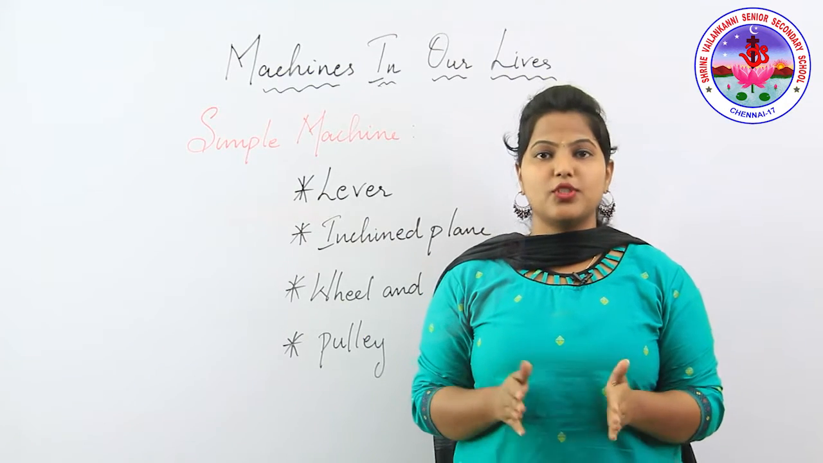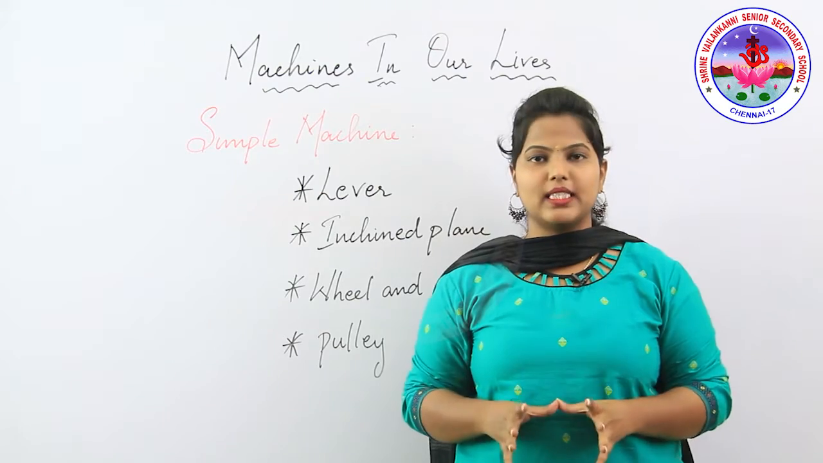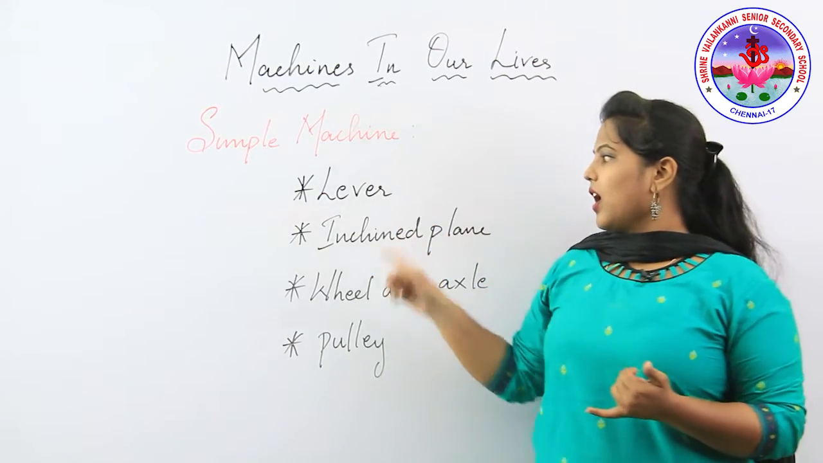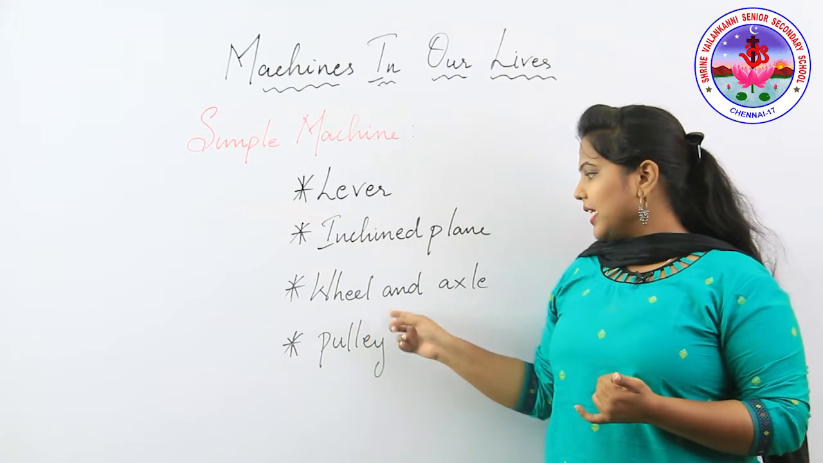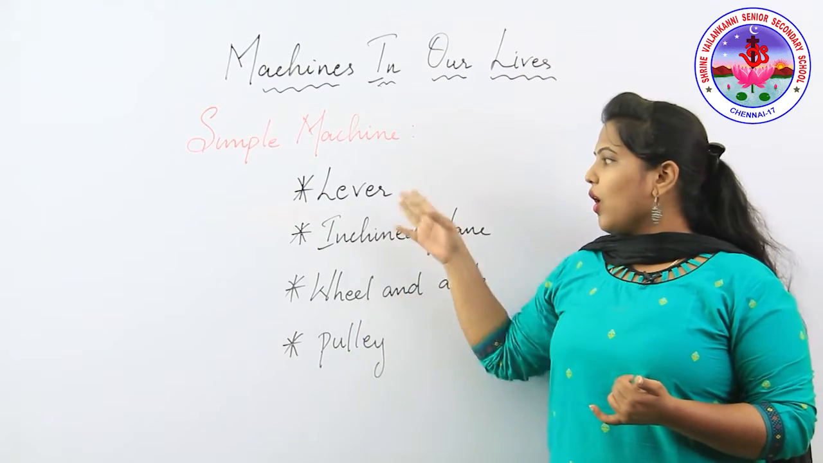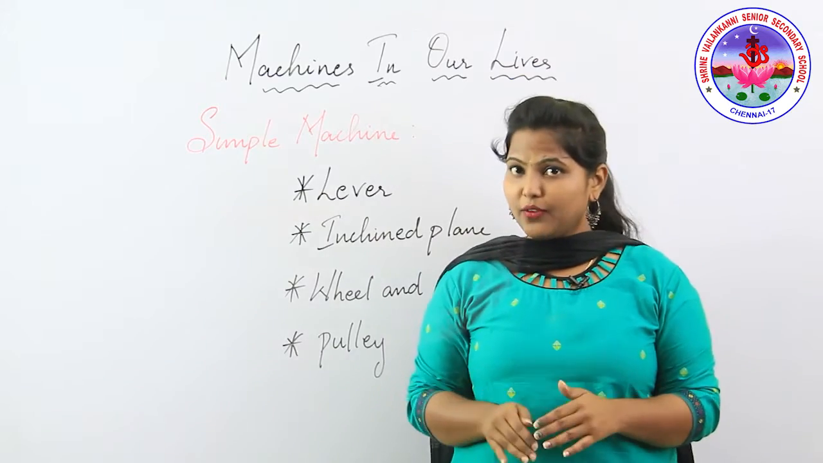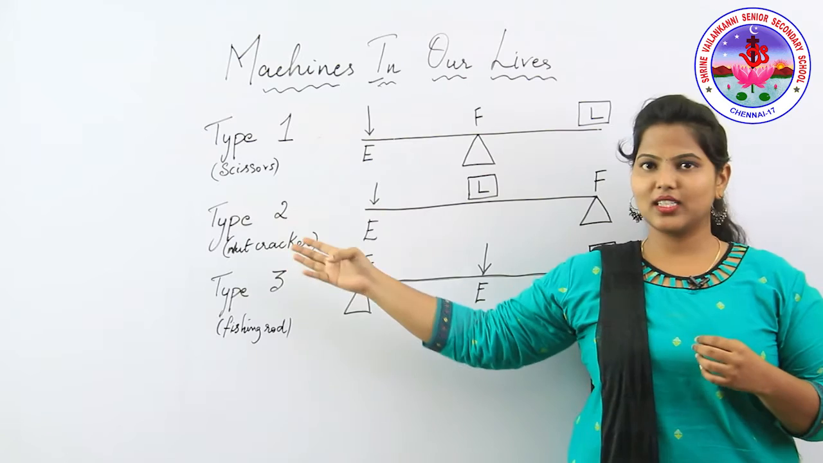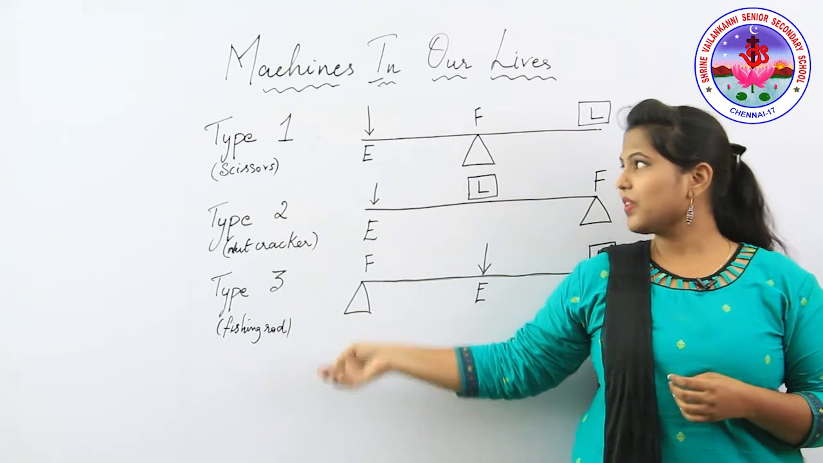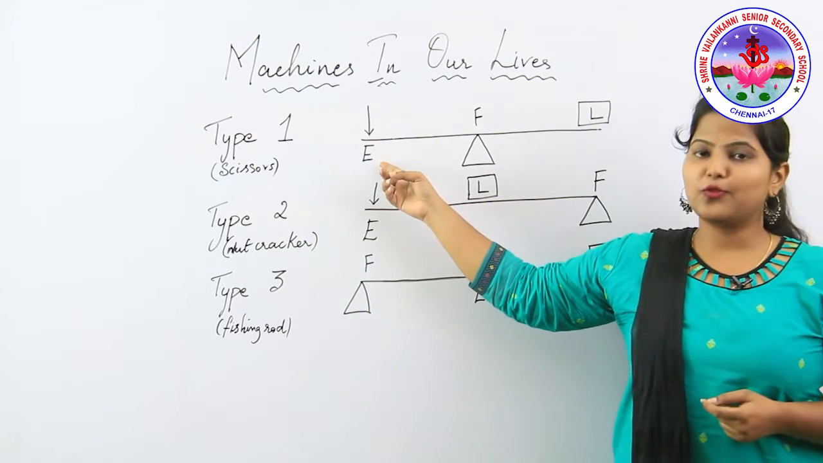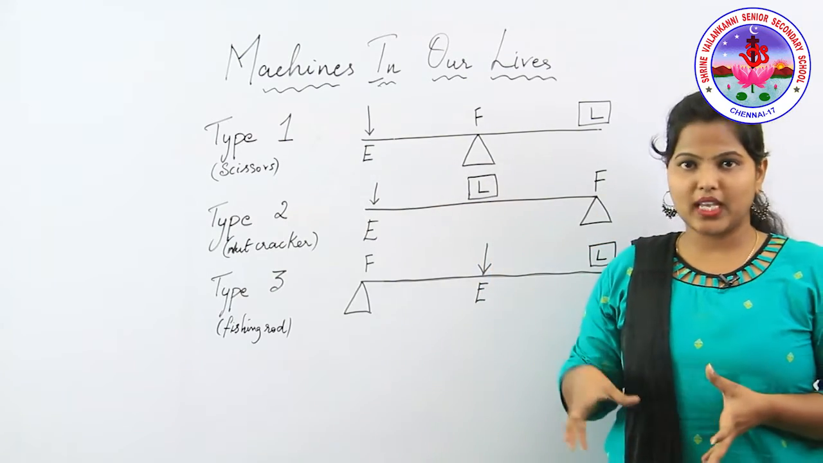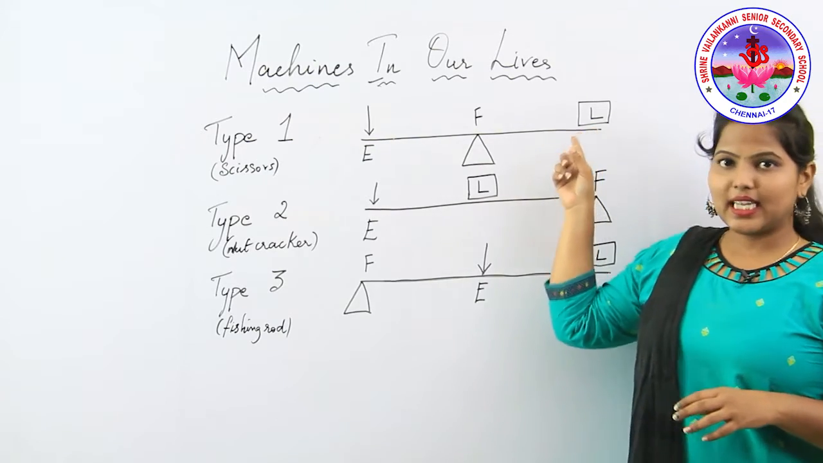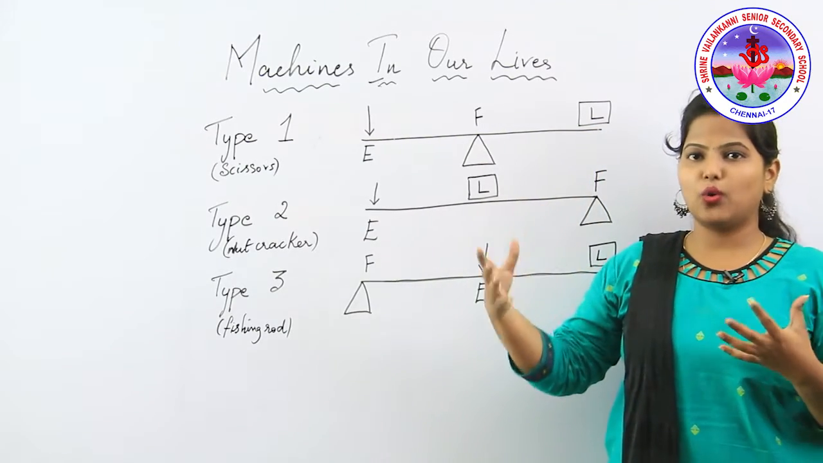Simple machines are the machines that don't have many parts in them, and there are 4 types of simple machine, that is lever, inclined plane, wheel and axle, and pulley. All these things are used in our life, and now we are going to see 3 types of lever, that is type 1 lever, type 2 lever, and type 3 lever. And I have mentioned this: E is for effort, that is the force we are giving, F is the fulcrum, that is the movement, and L is nothing but the load, okay, even as a load or object.